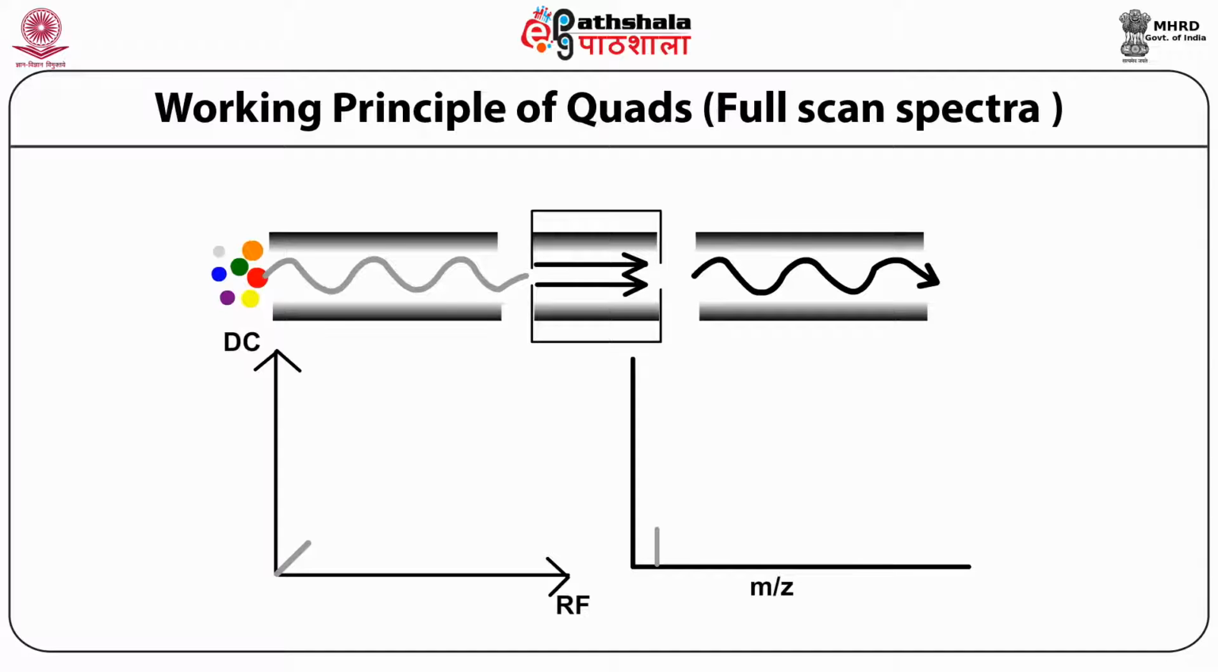In quadrupole 3, what we see here is that fragments are just getting formed because all of them are getting fragmented completely. In this method, quadrupole 3 is kept at full scan. Basically, it will be running across all molecular weights to look for the fragments of its parent ion, which is coming through quadrupole 1.